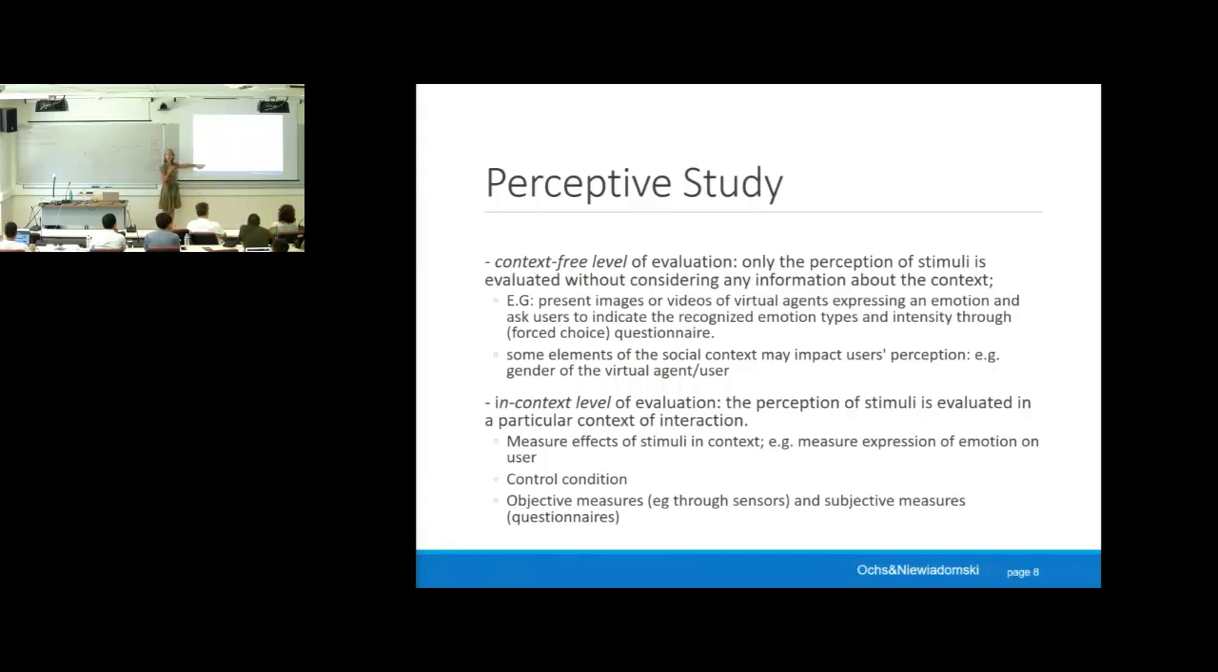When we talk here about objective measures, they could be done through sensors. You can analyze the facial expressions of the participants, you can have physiological data, and you can also have subjective measures, through questionnaires using the different scales I've been mentioning, okay? And sometimes you don't always find the same measures, so it's a difficulty. Okay, so that was a general introduction on how to conduct perceptive studies.